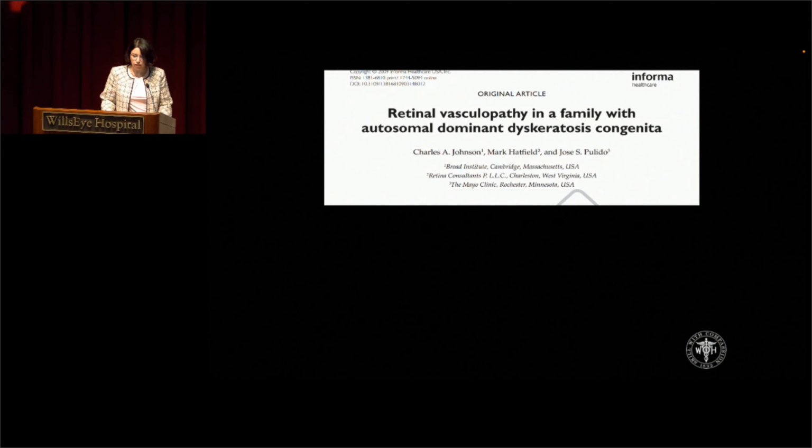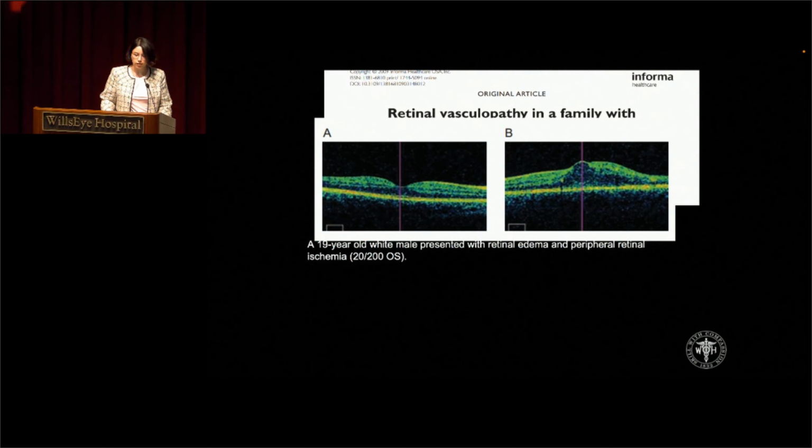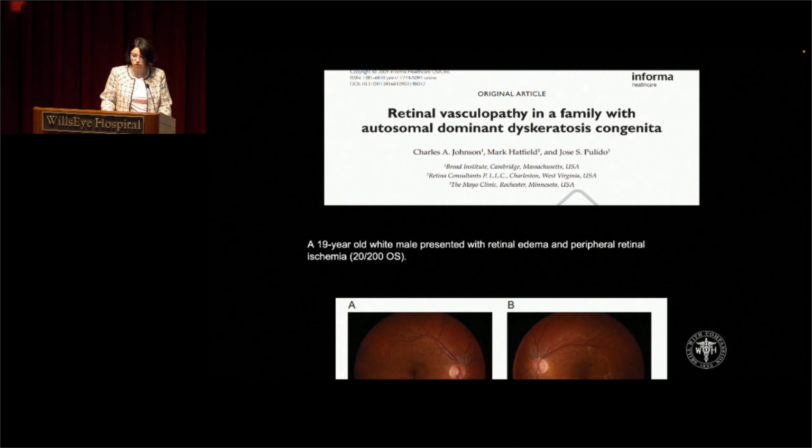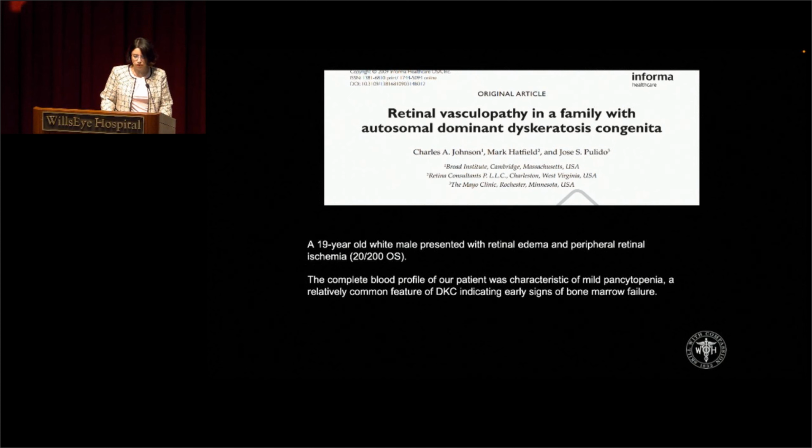The other one, by Dr. Pulido, is a family with autosomal dominant dyskeratosis congenita, a 19-year-old male, presented with retinal edema and peripheral retinal ischemia. So here you see the edema in the left eye. And there is some peripheral non-perfusion in the left eye and vascular changes. So this patient also had pancytopenia and then early signs of bone marrow failure. The patient's 25-year-old sister and also his father had the DKC.